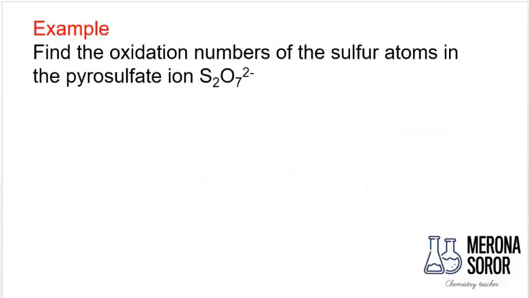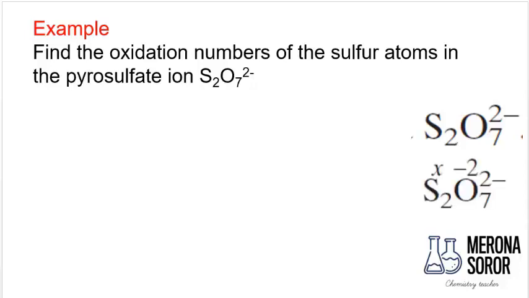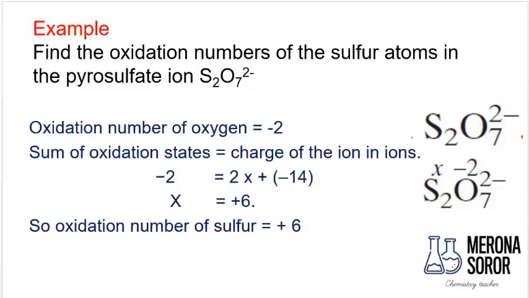As an example, find the oxidation number of a sulfur atom in the pyrosulfate ion, S2O7 2 negative ion. This is the symbol of the pyrosulfate ion. The oxidation number of oxygen is -2. So now we can calculate the oxidation number of sulfur.